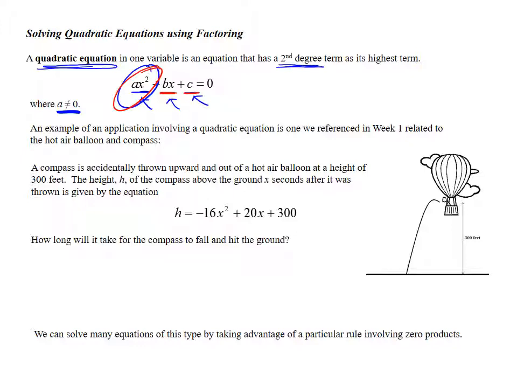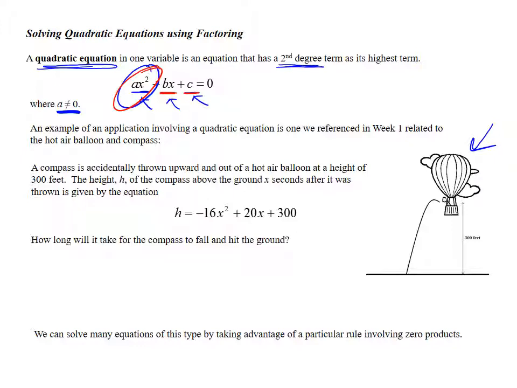Now, one example of working with a quadratic equation in applications has to do with throwing an object up and that object, because of gravity, falling to the ground again. We looked at an example earlier this term of a compass accidentally being thrown upward and out of a hot air balloon that's at a height of 300 feet. You may remember this picture that I had.